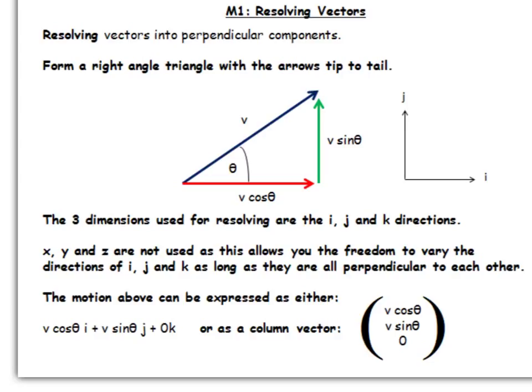Okay, so that's how you can construct it, and you can see here that what you should end up with is two vectors that are tip to tail, so this one's tip is at the other one's tail, and these two combine together to give you v.